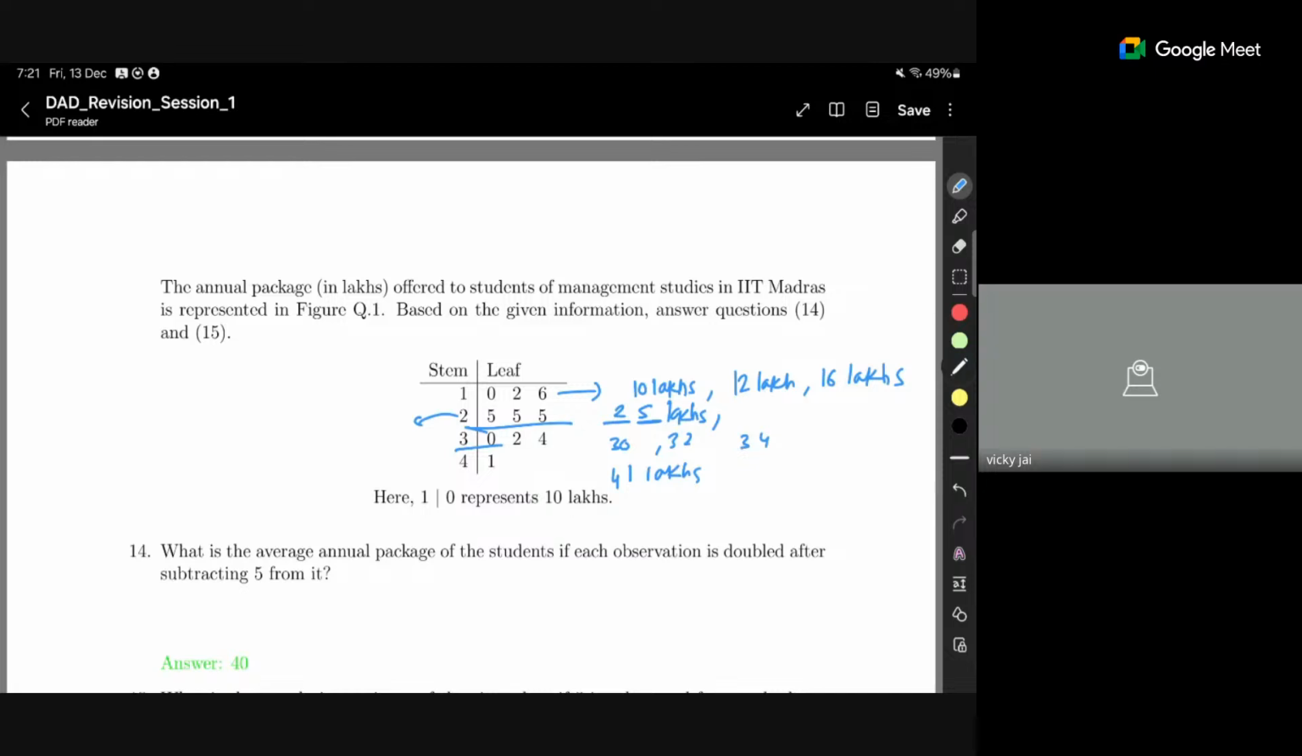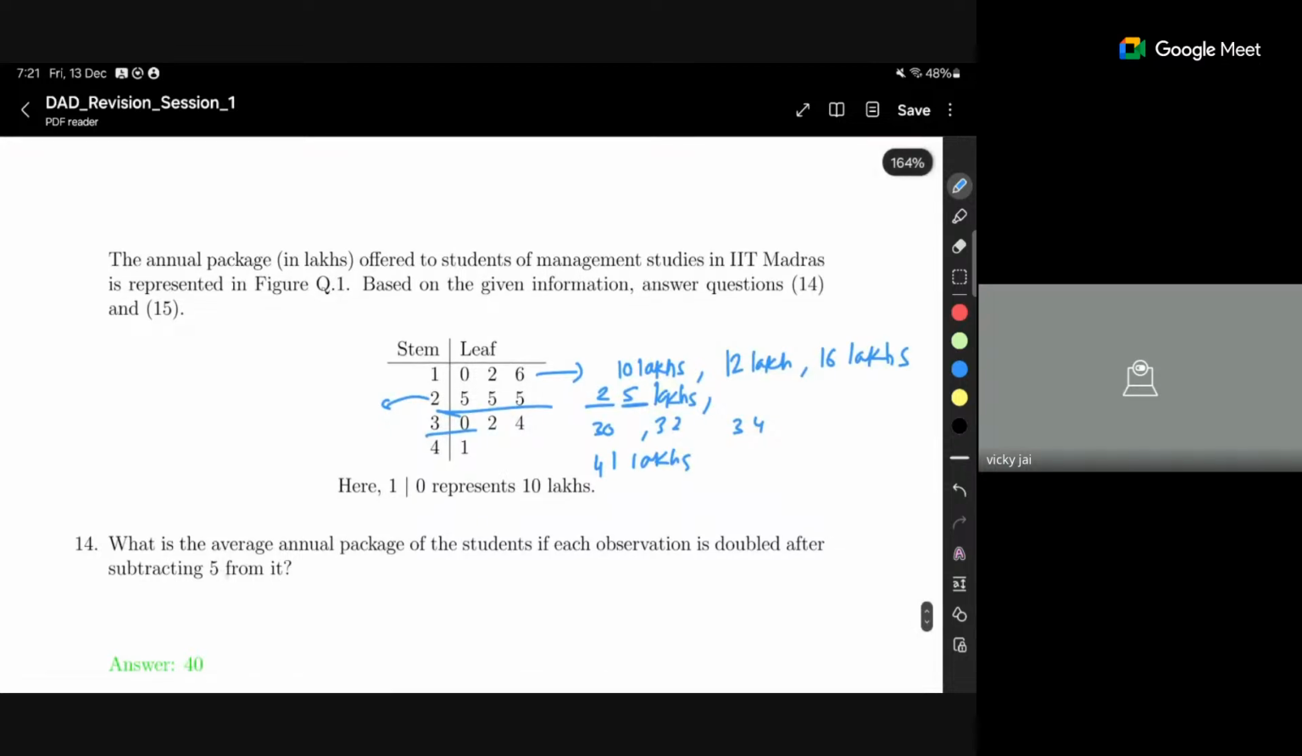What you can do is, either you can double each of them, then subtract 5 from it also. Subtract 5 means 5 lakh from it. You can do that, but that is the inefficient way. It will take more time. You first need to double it, then you need to subtract it. What we know is, they're asking for the average annual package after doing this, right?